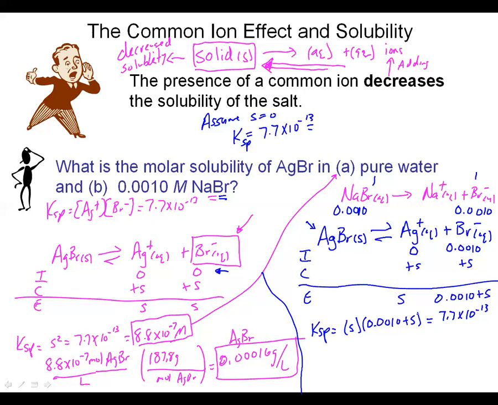So that would be, in this case, this S. So we're going to assume that S is equal to 0. That essentially gives us S times 0.001 equals 7.7 times 10 to the minus 13. We're going to divide the other side by 0.001, and that will get us 7.7 to the minus 13 divided by 0.001. Gets us an S value, over here, of 7.7 times 10 to the minus 10 molar.